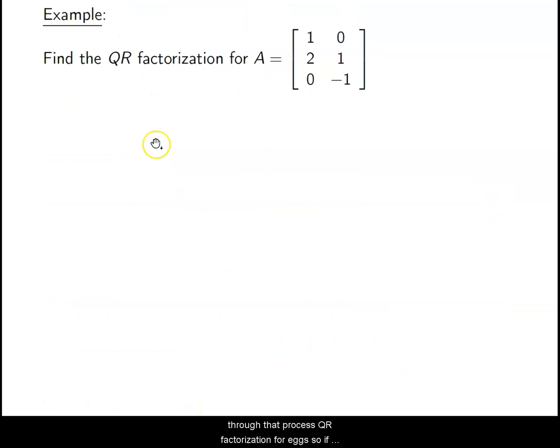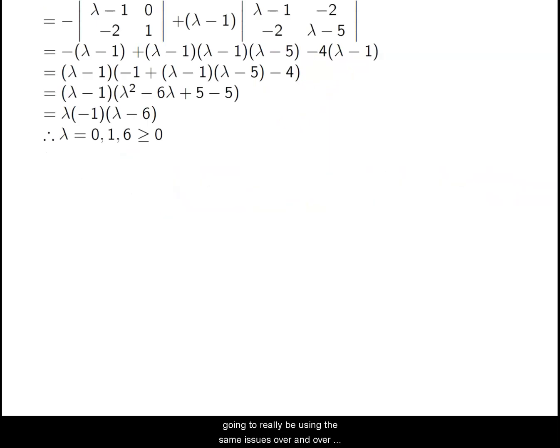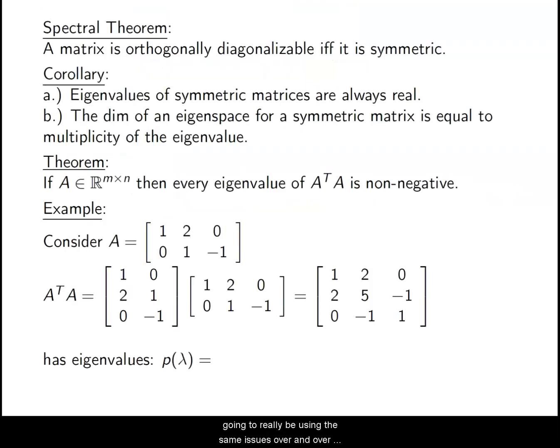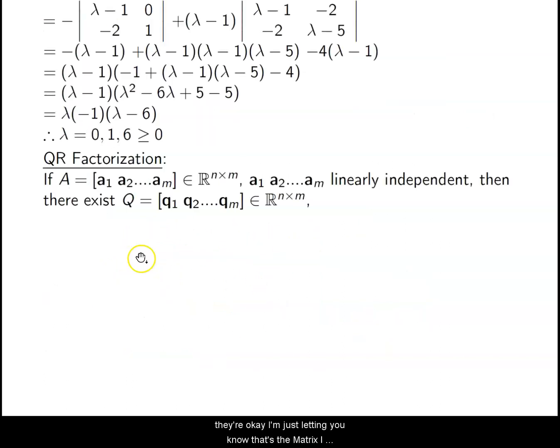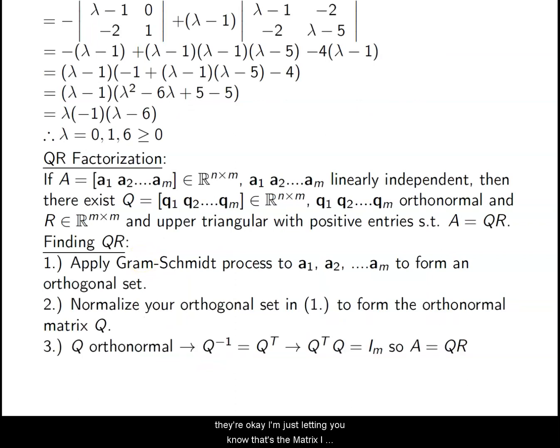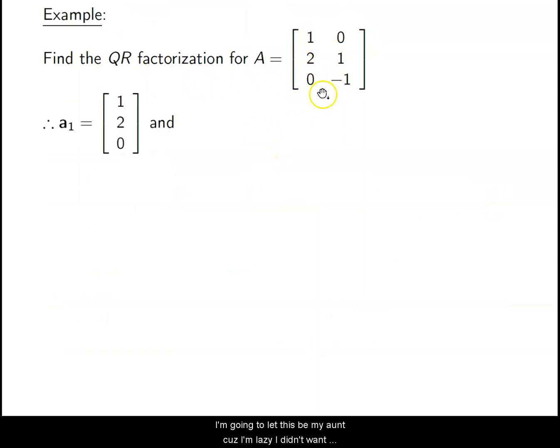So the first one, let's find the QR factorization for A. If you notice, this is the same A I had way back here. I'm really just going to be using the same matrices over and over again. So this is the same A, but I'm taking the transpose of this original. So there's no link between what's going on here and there. I'm just letting you know that's the matrix I decided to choose. So I'm going to let this be my A. Because I'm lazy, I didn't want to make a whole new one.